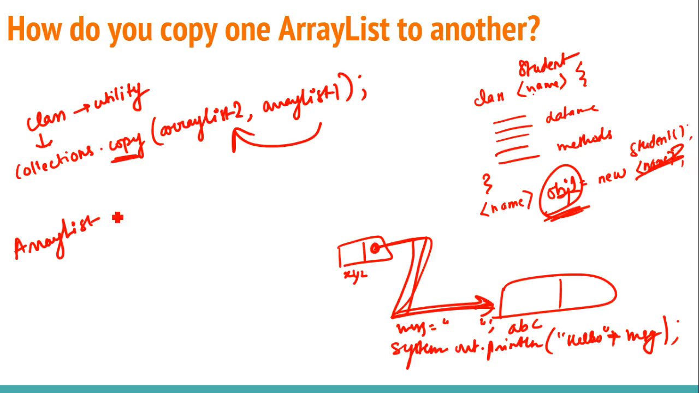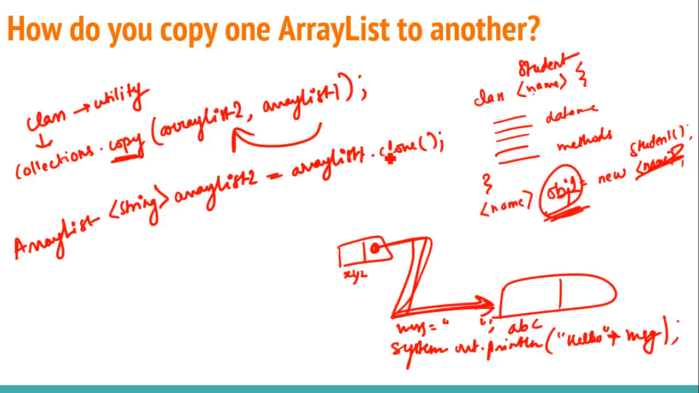Another way, which is rightly mentioned by you guys, is clone. So you simply say ArrayList of String. Let's say we are creating a new ArrayList now which we want to clone. So say arrayList2 equals arrayList1.clone(). Now what this will do is clone arrayList1 into arrayList2. Now if you print both of these, arrayList1 and arrayList2, both will give the same data inside, right? So that is how copy and clone are used.